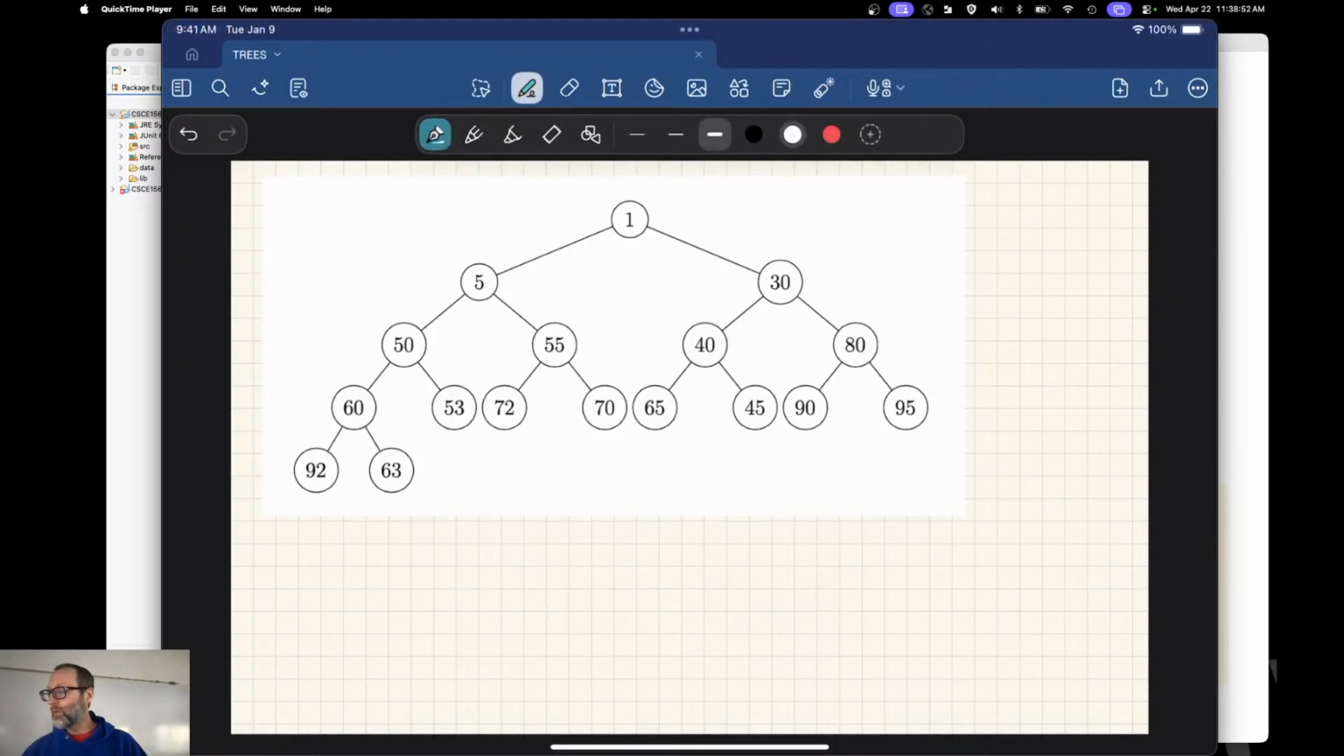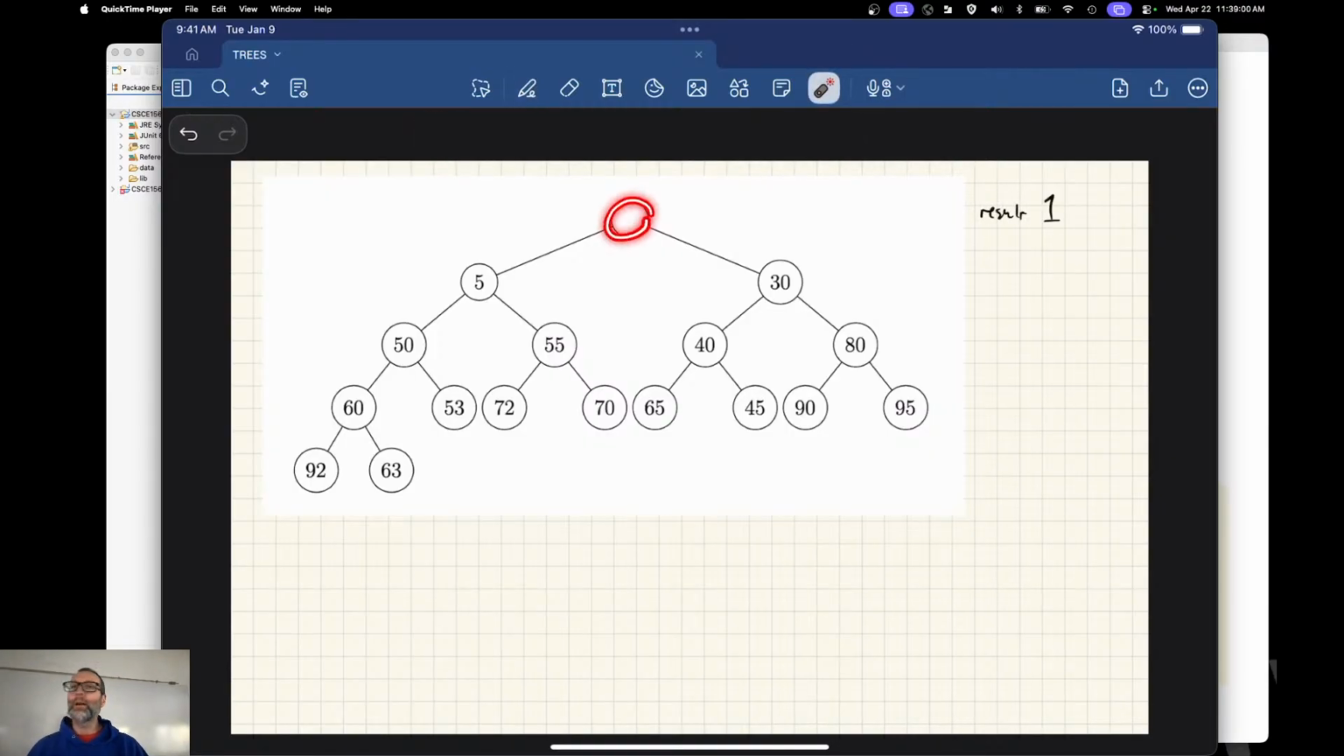First of all, I'm going to remove it, and I'm going to put it off to the side so that I can return it eventually. So here's my result. But now I've left a gap here. My first inclination is to look at both of its children. If I want to preserve the minimum heap property, what would I put up here? 5, the minimum. That would then mean that 5 is now gone.